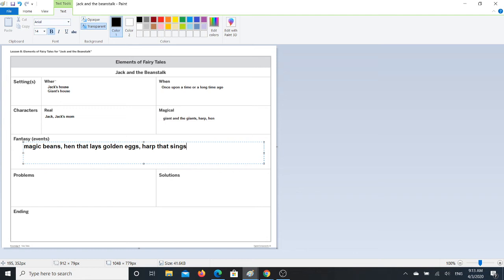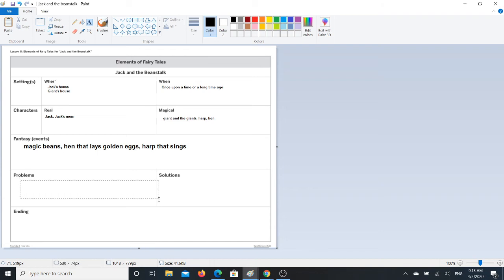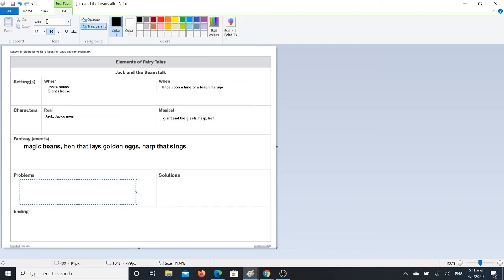So let's think about some of the problems that were in this story, because we know that fairy tales have all these different elements, and having a problem is one of the elements that make a fairy tale what it is. So, in the beginning of the story, we see that one problem was the cow stopped giving milk, right?